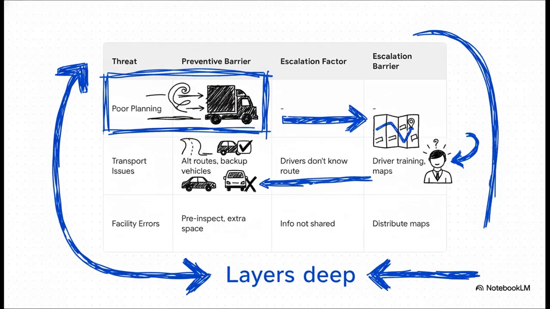But here's where it gets interesting. What if your barrier fails? We have an escalation factor. In this case, the drivers don't know the route. That could make your barrier useless. So you need another barrier just for that factor, like driver training and giving them maps. This is the magic of the bow tie. It forces you to think about how your defenses themselves can fail.